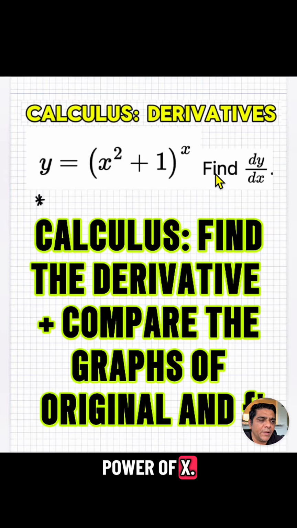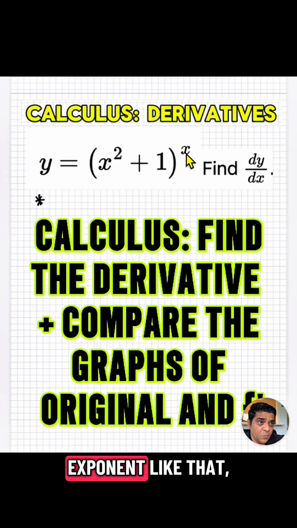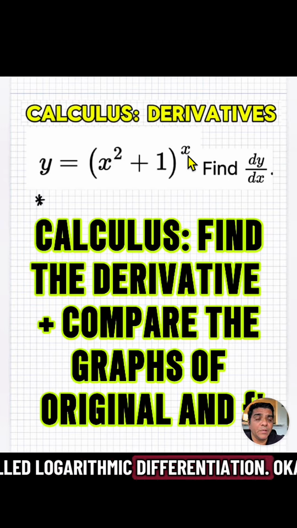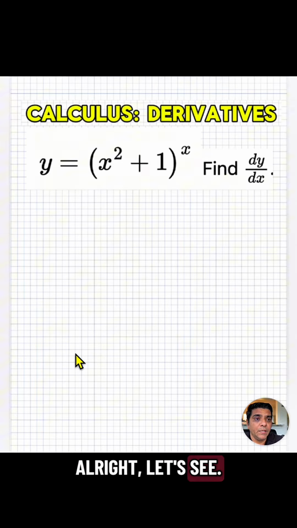Can we find the derivative of this? Let's take a look. So we have y equals (x squared plus 1) to the power of x. Find the derivative of that. So when you have an exponent like that, we are going to use what's called logarithmic differentiation. Okay? All right, let's see.